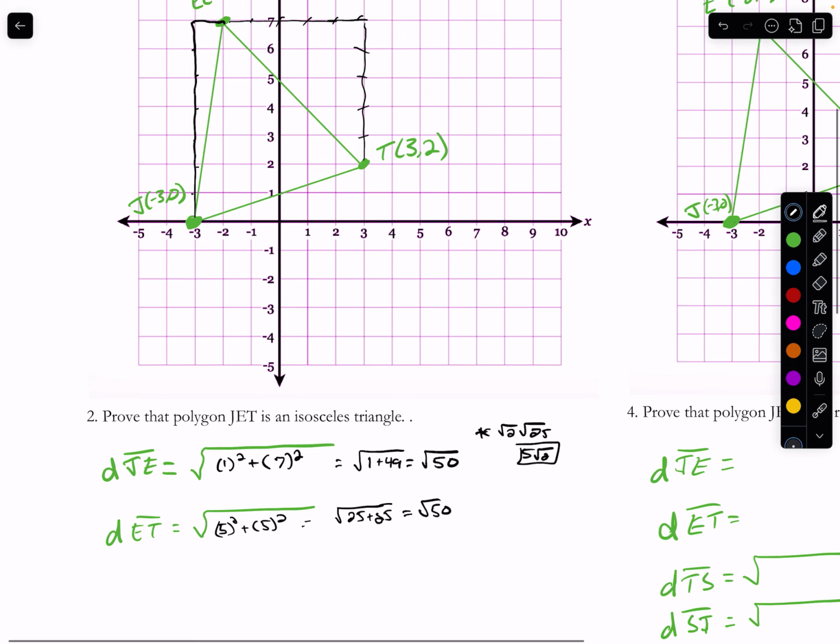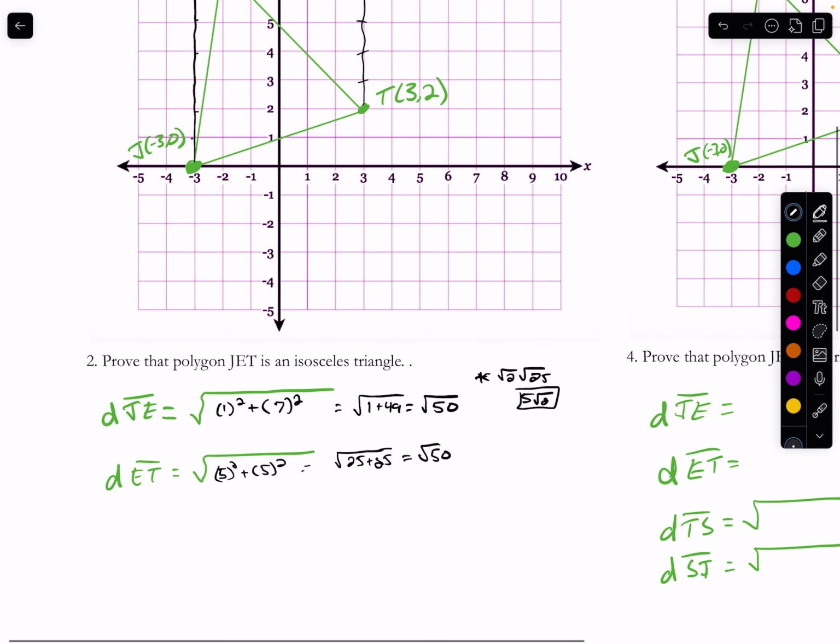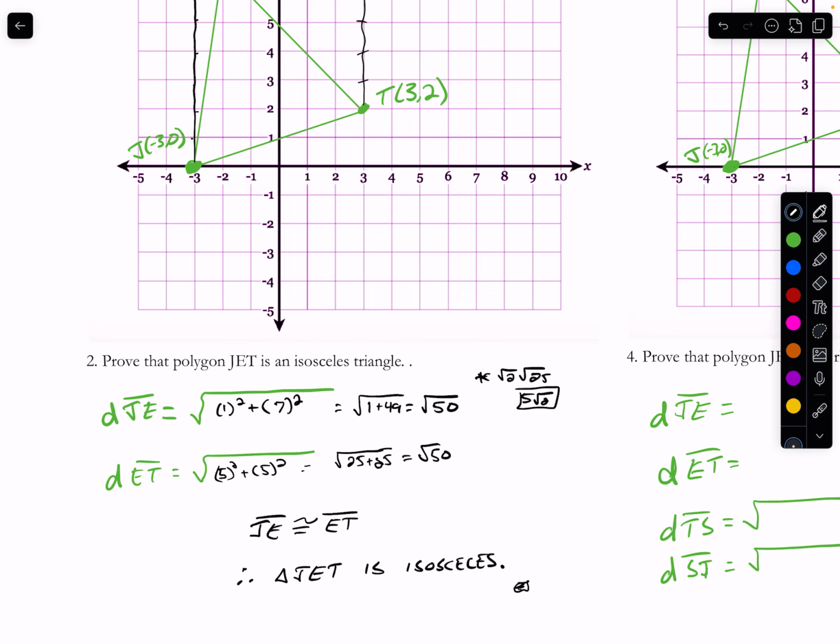Okay, so once we've stated that, we can say that JE is congruent to ET, right? Therefore, triangle JET is isosceles. Okay, you can put your little mark to be fancy right there, or write QED, you can also do that.